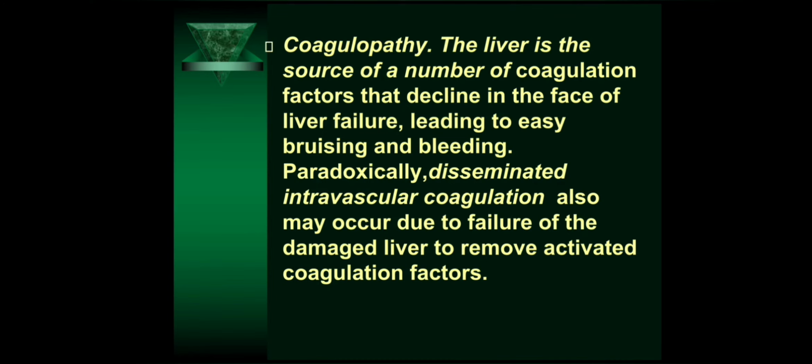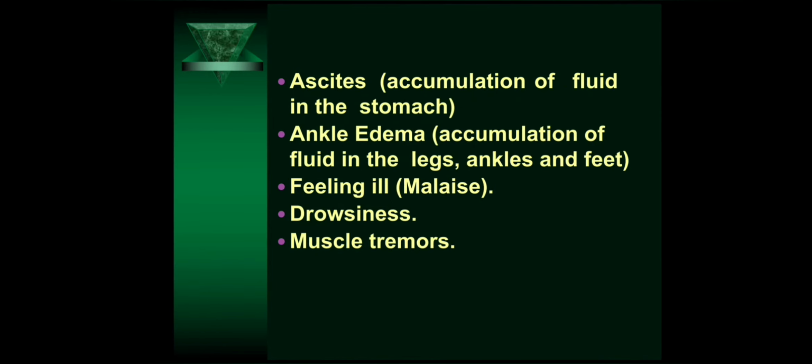Coagulopathy. The liver is a source of a number of coagulation factors that decline in the face of liver failure, leading to easy bruising and bleeding. Paradoxically, disseminated intravascular coagulation also may occur due to the failure of the damaged liver to remove the activated coagulation factors. Along with that, you can also see ascites, which is accumulation of fluid in the peritoneum, ankle edema, which is accumulation of fluid in the legs, ankle, and feet. There will be a feeling of illness that is called malaise, drowsiness, and muscle tremors.